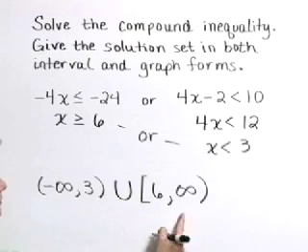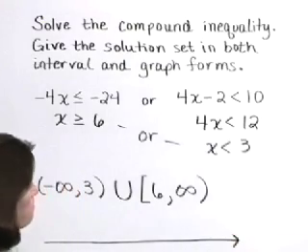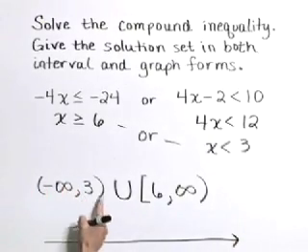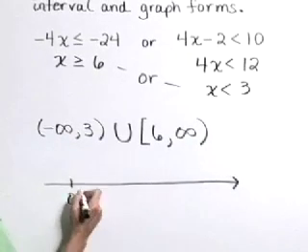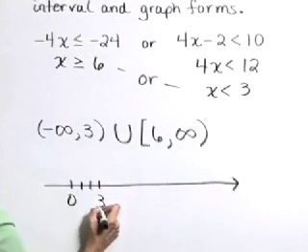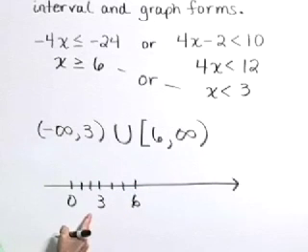Lastly, let's go ahead and graph this solution as well. I want to locate the numbers 3 and 6 on this number line graph. Let's start at 0. 1, 2, 3, 4, 5, 6. Now, values from negative infinity up to 3.